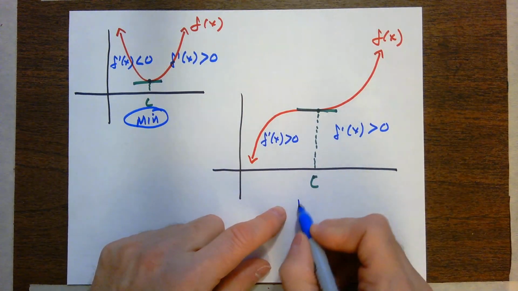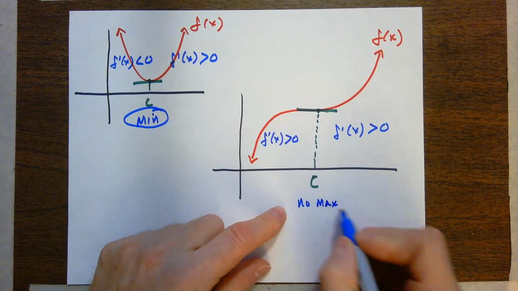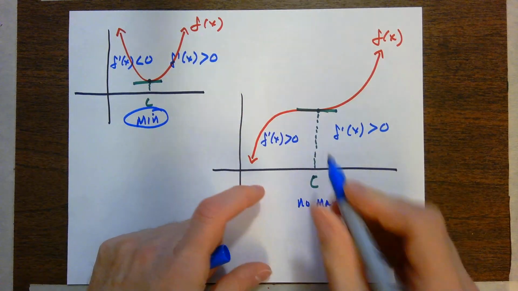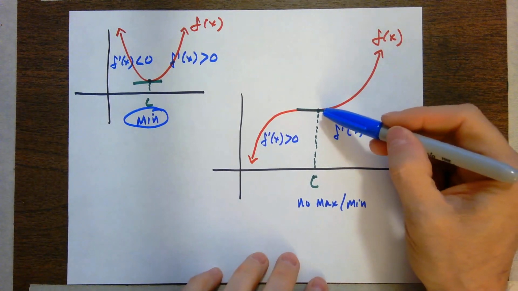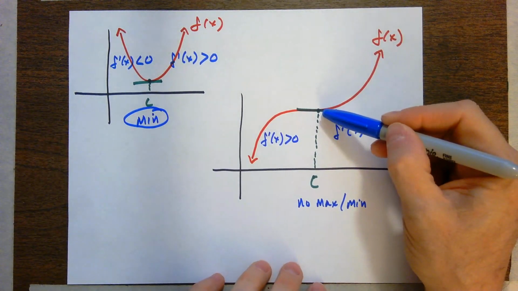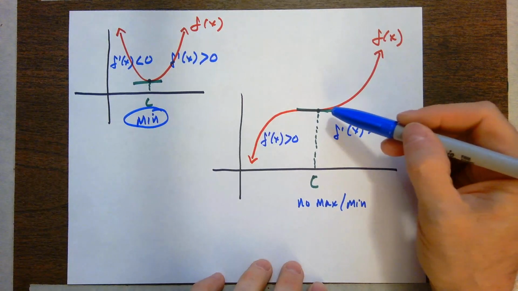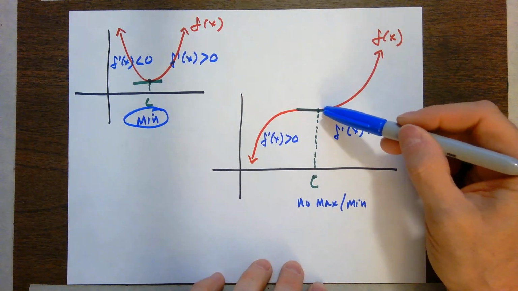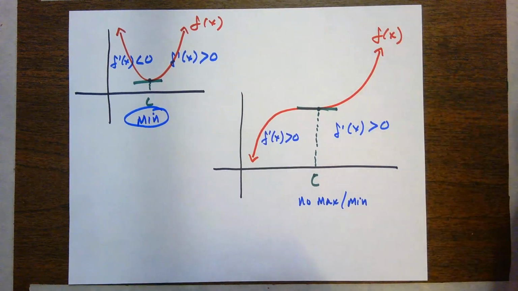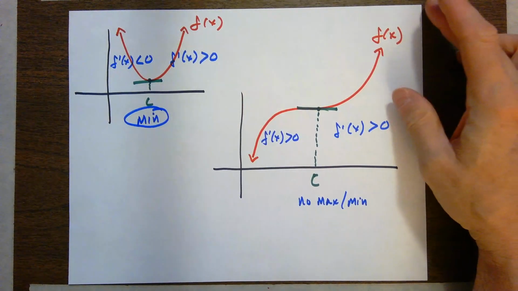So here, there is no max or min. This is not a maximum or a minimum point. There's something else going on here. This is an important point, but it is not a change in the derivatives from positive to negative or negative to positive. All right, let's take a look at one more graph.